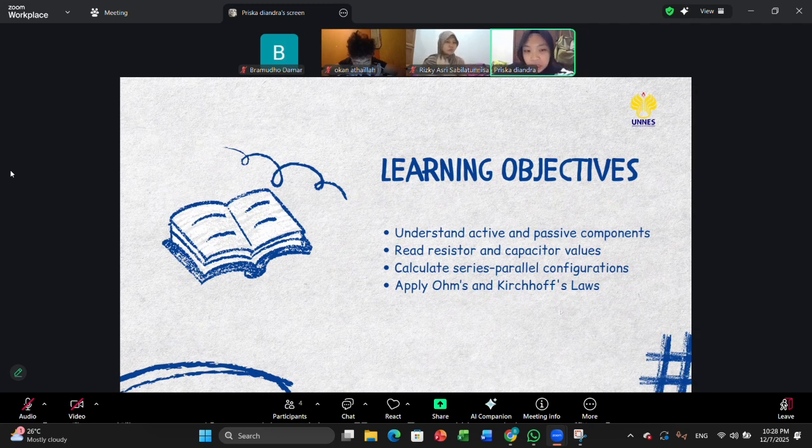Learning objectives. The learning objectives for this material are: first, to understand active and passive components. Second, to read resistor and capacitor values. Third, to calculate series and parallel configurations. And lastly, to apply Ohm's law and Kirchhoff's laws in circuit analysis.